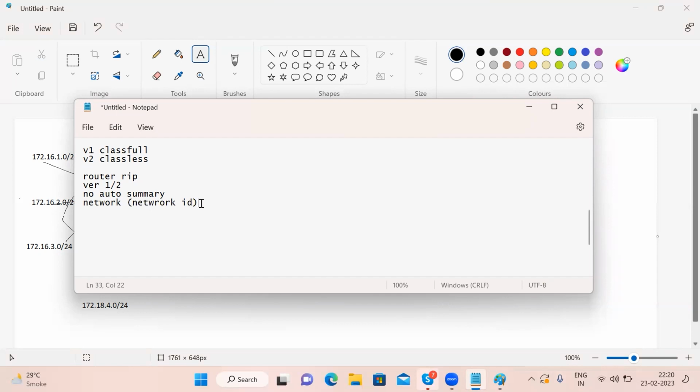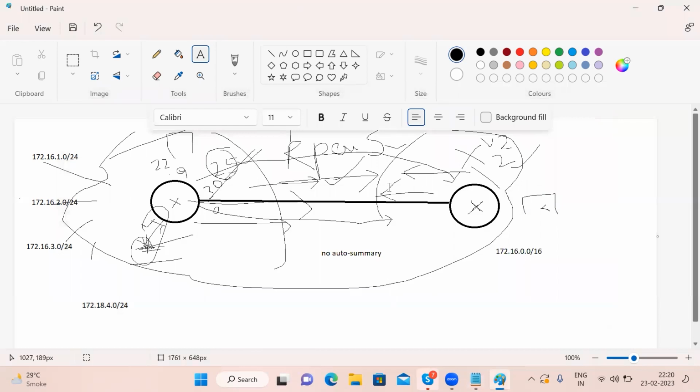Clear? RIP routing. Sir, but there is no subnet mask information. Yes, you are asking about the subnet mask information, right? In RIP, we do not advertise the network ID with a subnet mask. Sir, it will be classful? No, it is classless if you are using version 2. If you are using version 1, it will be classful. That we will see tomorrow.